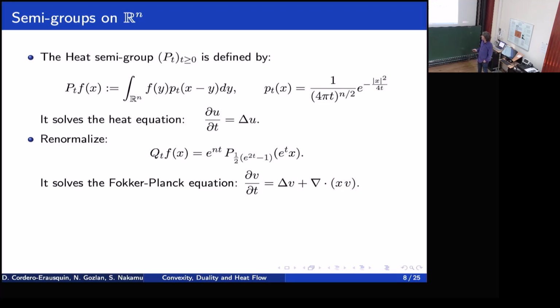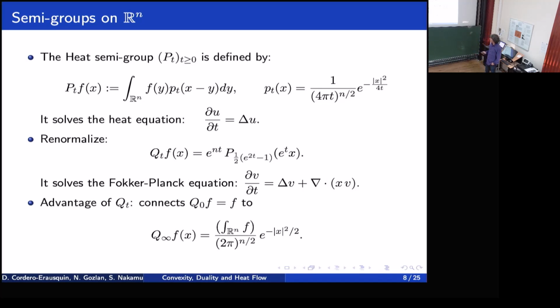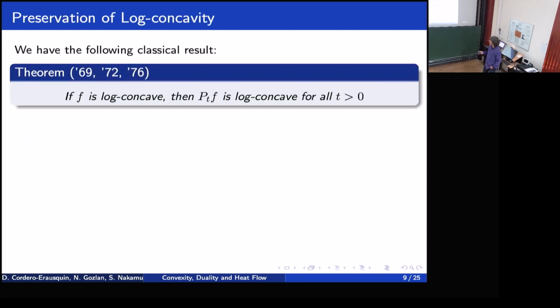Okay, and the advantage of this, which again is just a rescaling, is that now it connects F to a Gaussian. That has of course a weight, because both PT and QT preserve the integral. So this is a divergence, and we have this weight, but in this case it really tends to a Gaussian by the rescaling.